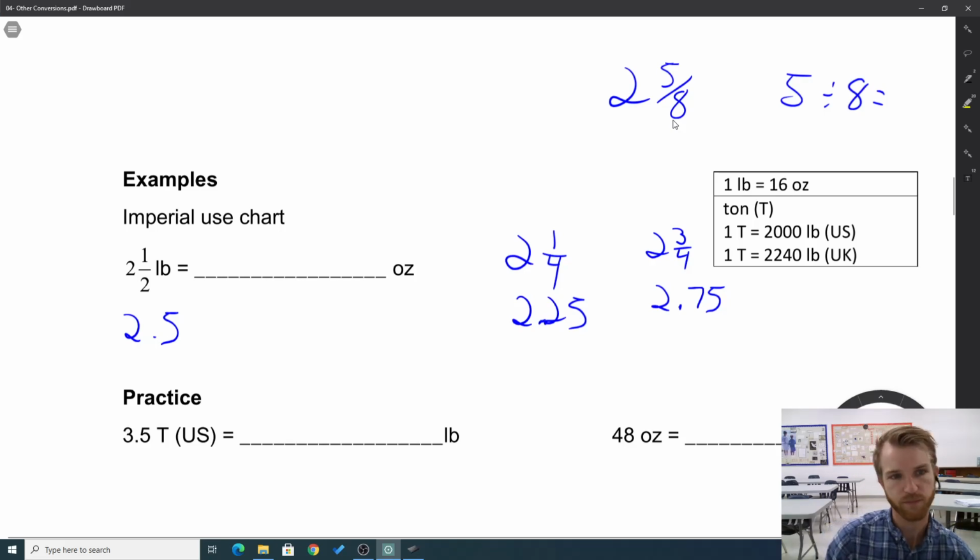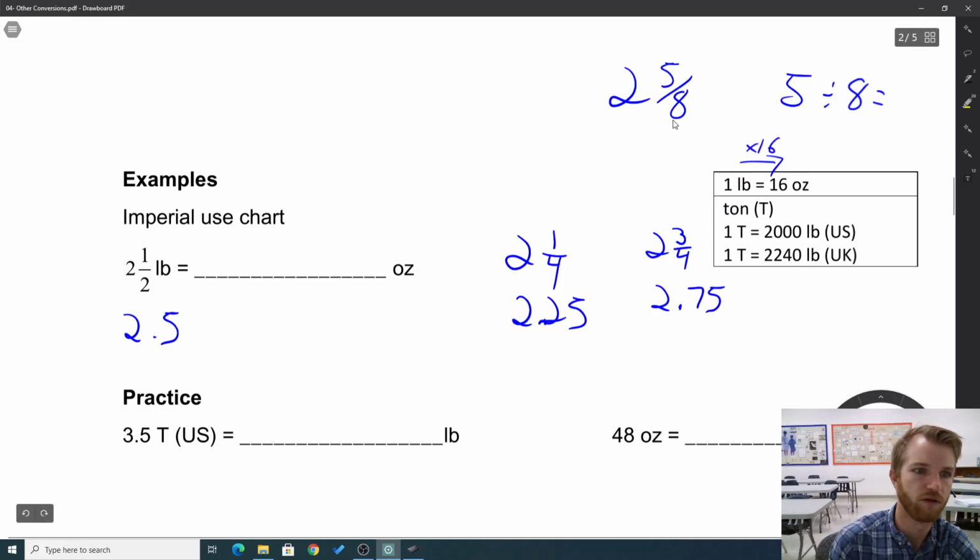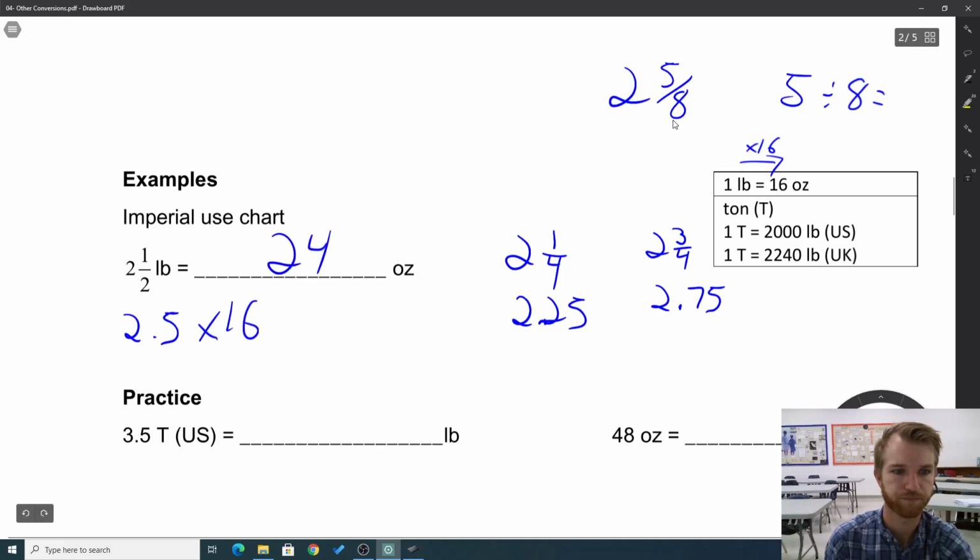Okay. So 2.5 pounds to ounces. We're going to find what's the relationship between pounds and ounces. 1 pound is 16 ounces. So if we're taking pounds and going to ounces, to get from 1 to 16, we're multiplying by 16, times by 16. So we're just going to say 2.5 times 16 will tell us how many ounces we have, which is 24.